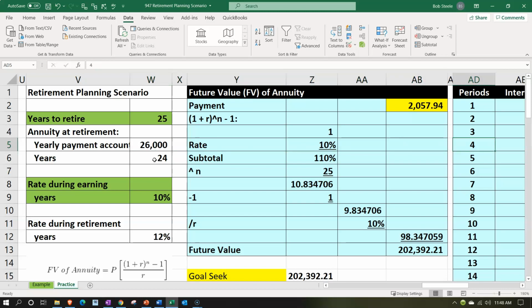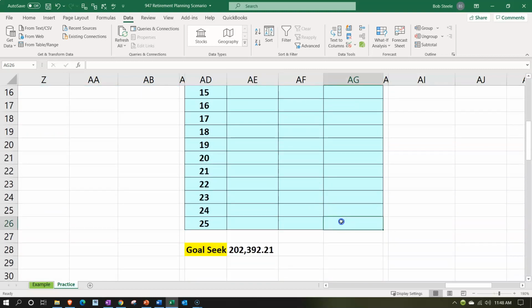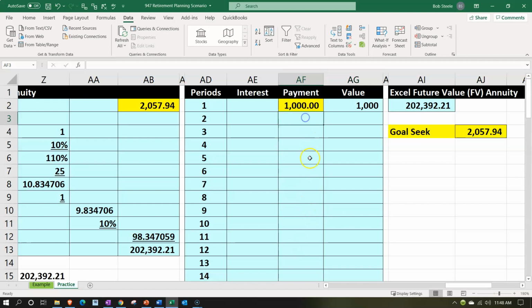So now we're just going to recalculate this item a couple more times just to show how we can do it a few different ways, this time with a running balance type of calculation, running balance type of table. So here we're going to have the payment. We're going to say the payment is going to be an unknown. We wouldn't know it yet, so I'm going to say 1,000. And then we're going to calculate our running balance type of calculation on this. The bottom line down here, we want to be that 202,392.21.